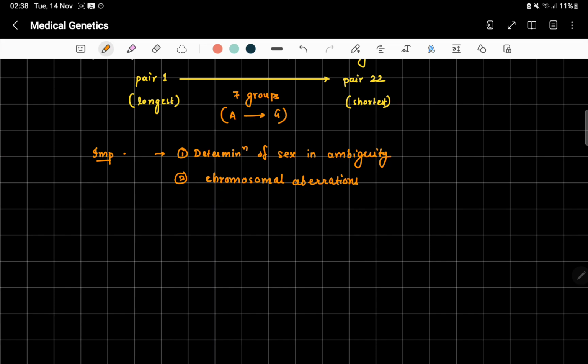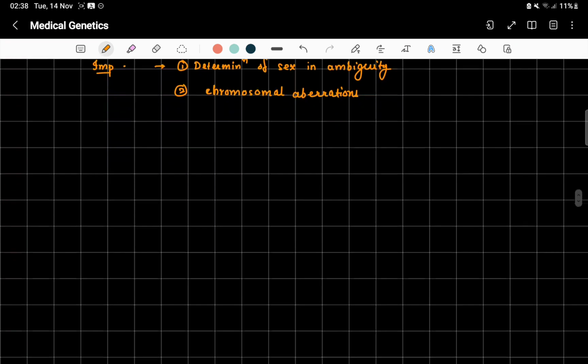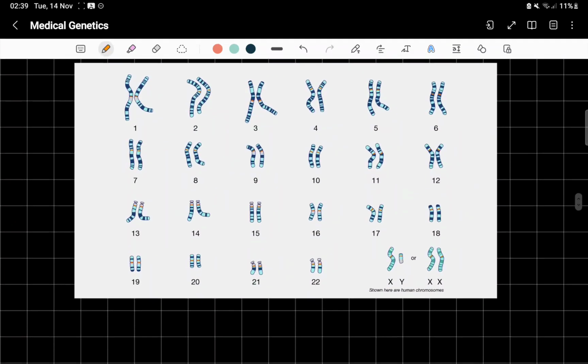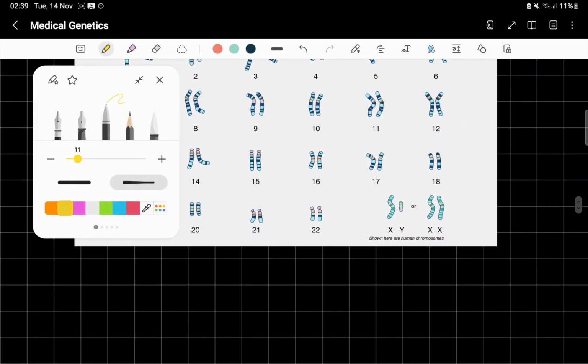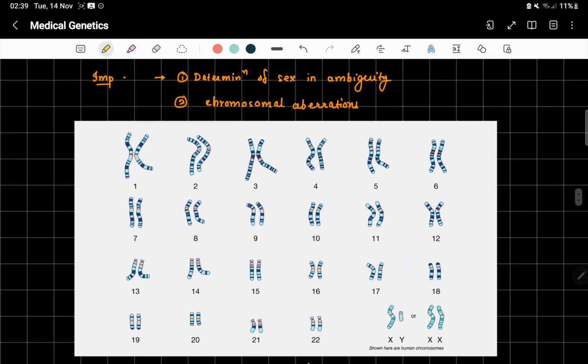Understood? So if you want to see the karyotype of a normal male, I'm bringing a picture here. This is a karyotype of a normal male.